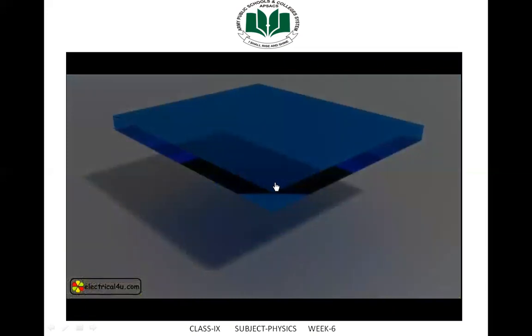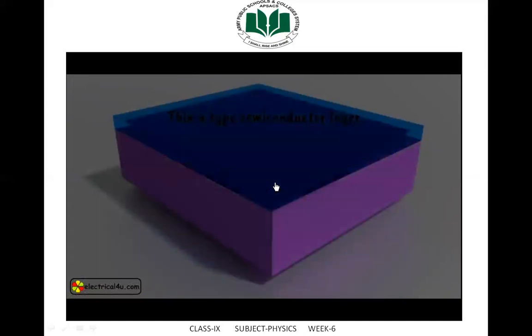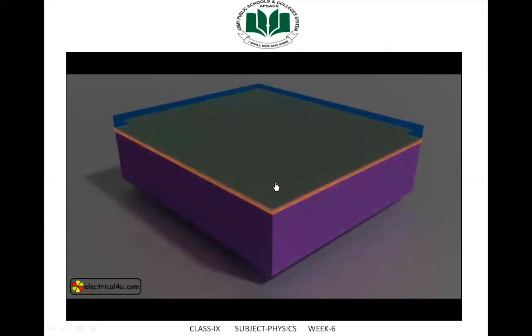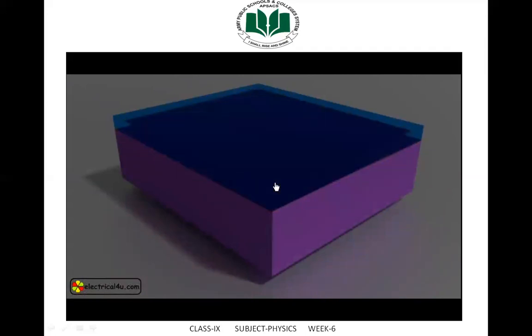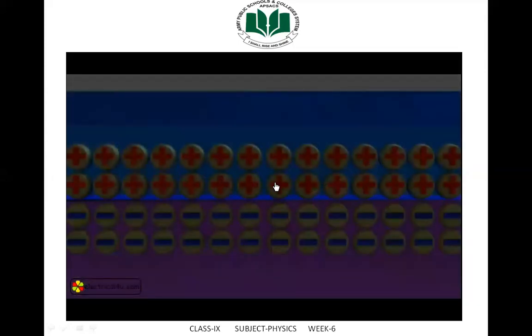Imagine a very thin layer of N-type semiconductor. This is P-type semiconductor. Naturally, there is a p-n junction. This is the close view of the p-n junction. The depletion region of the junction is shown here. These are positive ions, and these are negative ions. Here, the top N-type layer is very thin. It is about 1 micrometer thick.